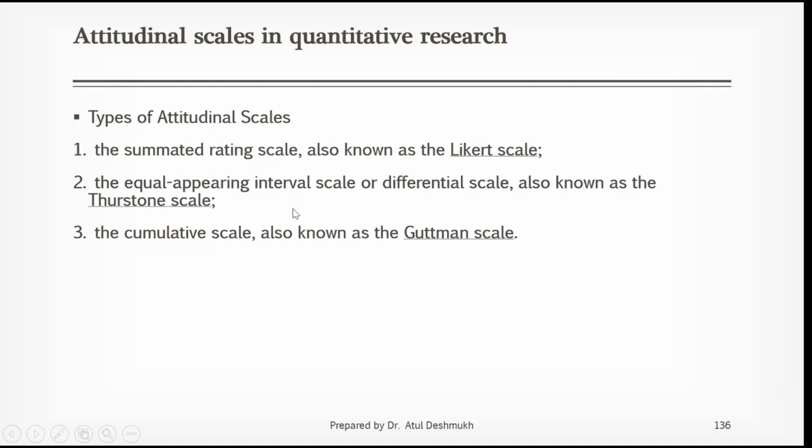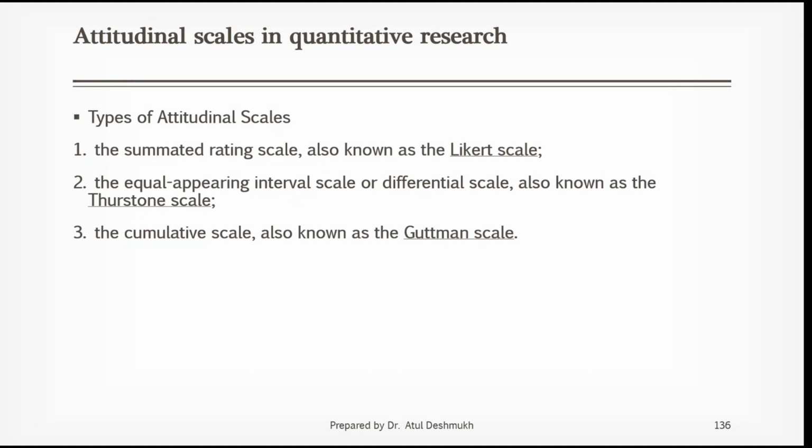And hence it is also called equal appearing interval scales. In interval scale, the gaps or intervals are equal. Okay, so it is called equal appearing interval scale or differential scale, or also called Thurstone scale. And third is called Guttman scale.